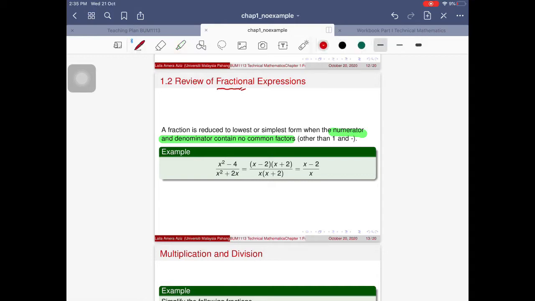So what is the denominator and numerator? When we have a fraction, for example a over b, what goes on top, a over here, is called the numerator. I don't remember what it's called in Malay. And whatever is underneath of the fraction is called the denominator. Okay, so that is what numerator and denominator mean.